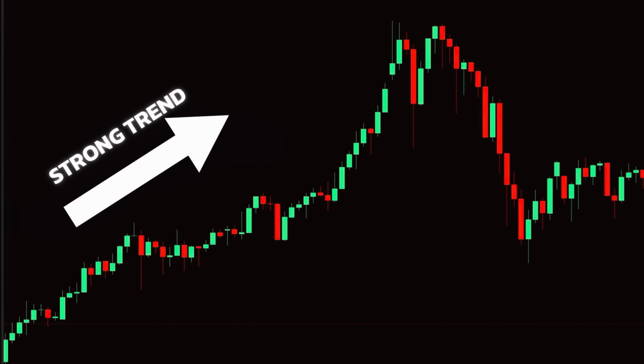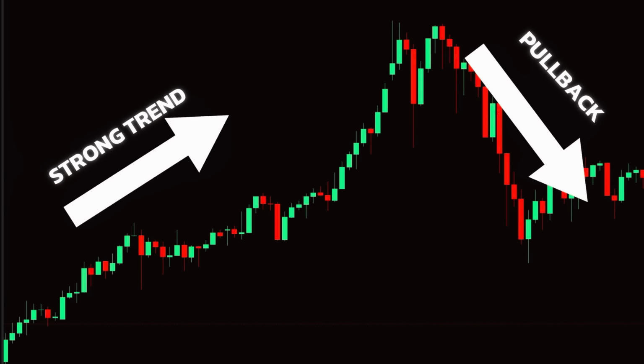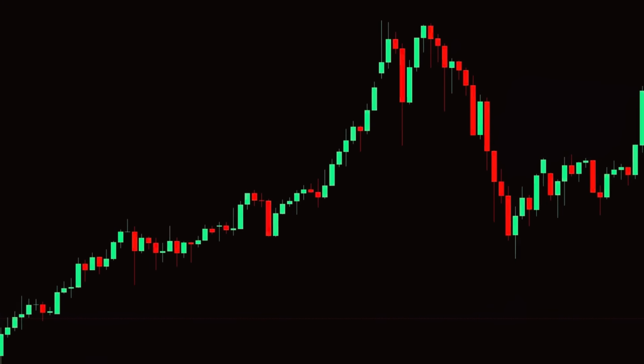Now here's where things start getting interesting. If the pattern was all you needed, trading would be easy. Watch this one, a strong trend, clean pullback, everything looks almost identical to the examples we just looked at. If I stop the chart right here, most traders would expect another continuation. I probably would too, but that's not what happens.